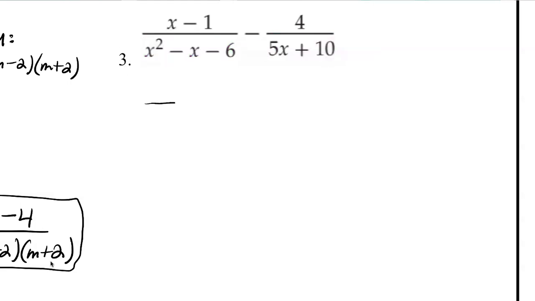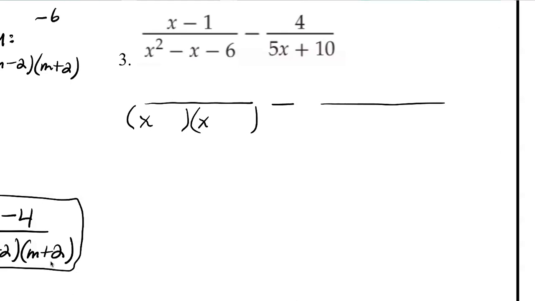So to factor, give myself a lot of space here. To factor the denominator on the left, we're going to have x times x is x squared, and we need factors of -6 that will get us to -1x. So that would be, let's see, not 6 times 1, so a 3 and a 2 is going to have to work for us. That would be a -3 and a +2.